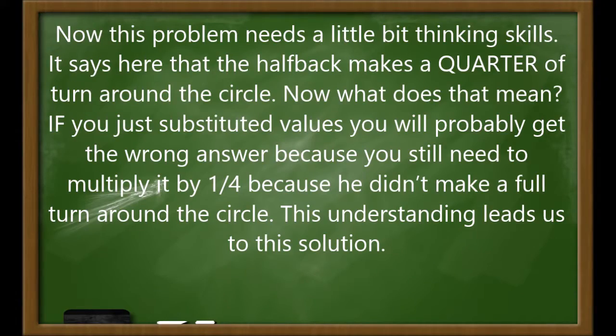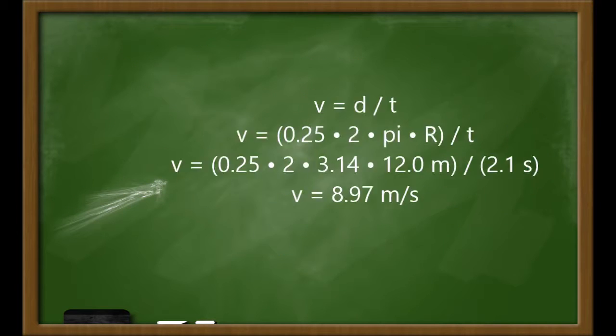Now this problem needs a little bit of thinking skills. It says here that the halfback makes a quarter of a turn around the circle. Now what does that mean? If you just substituted values you will probably get the wrong answer because you still need to multiply it by 1/4, because he didn't make a full turn around the circle. This understanding leads us to this solution.